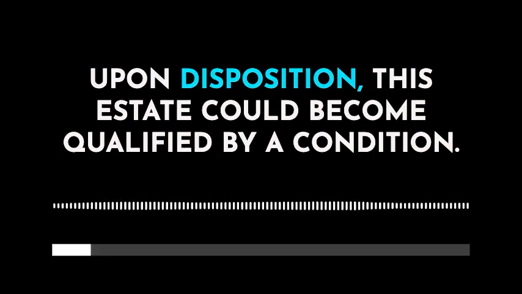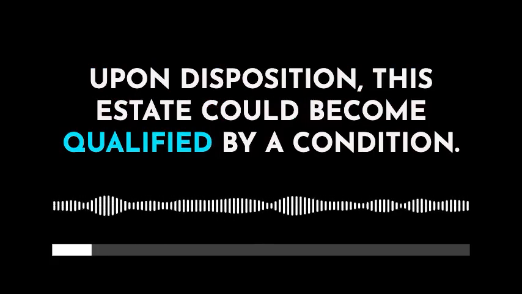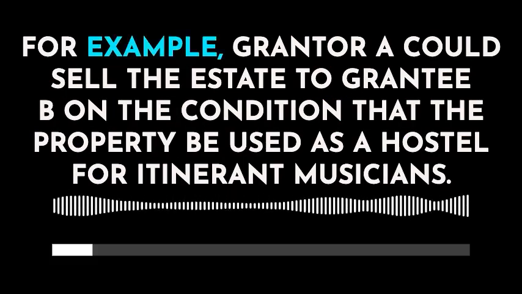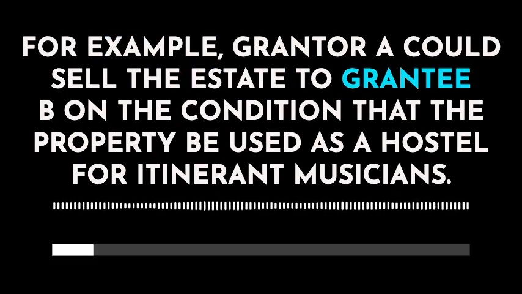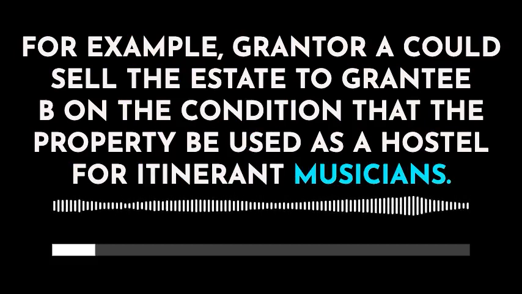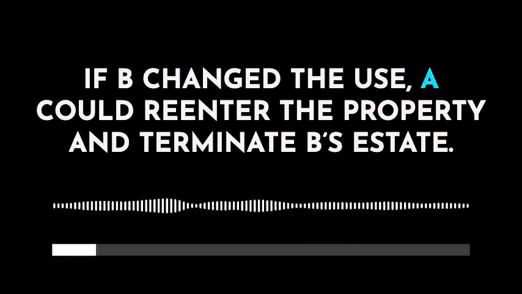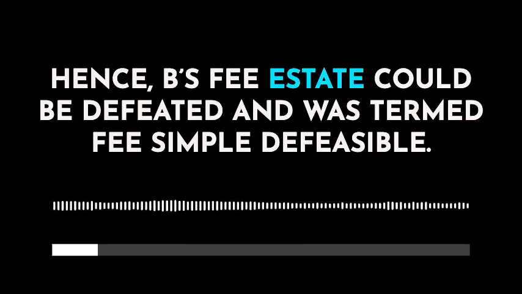Upon disposition, this estate could become qualified by a condition. For example, grantor A could sell the estate to B on the condition that the property be used as a hostel for itinerant musicians. If B changed the use, A could re-enter the property and terminate B's estate. Hence, B's fee estate could be defeated and was termed fee simple defeasible.